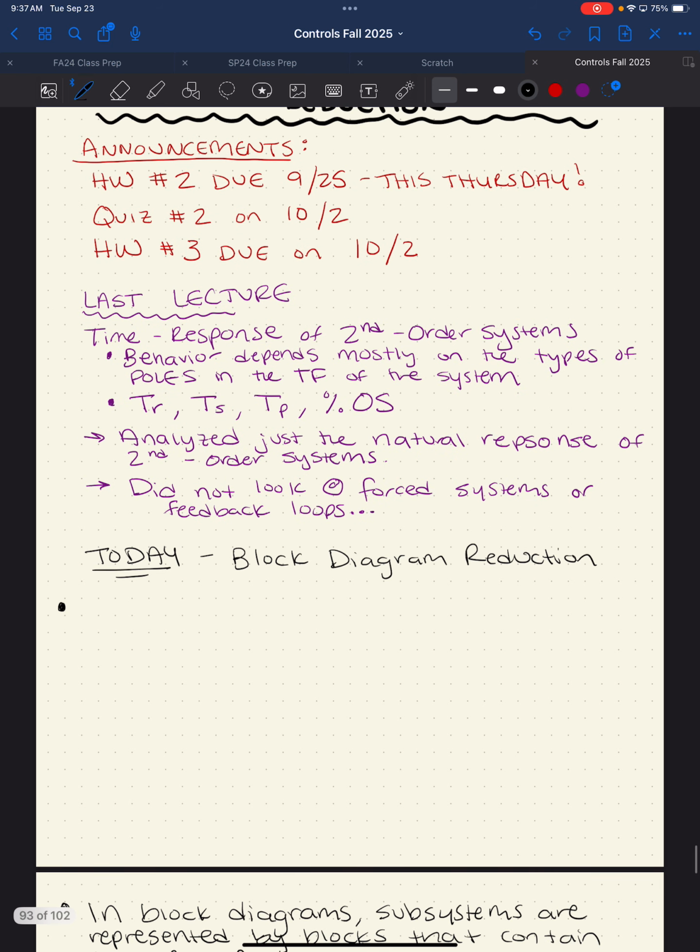Okay, so let's just review very quickly, in case you forgot what block diagrams are, we say control systems are frequently represented by a connection of multiple subsystems.